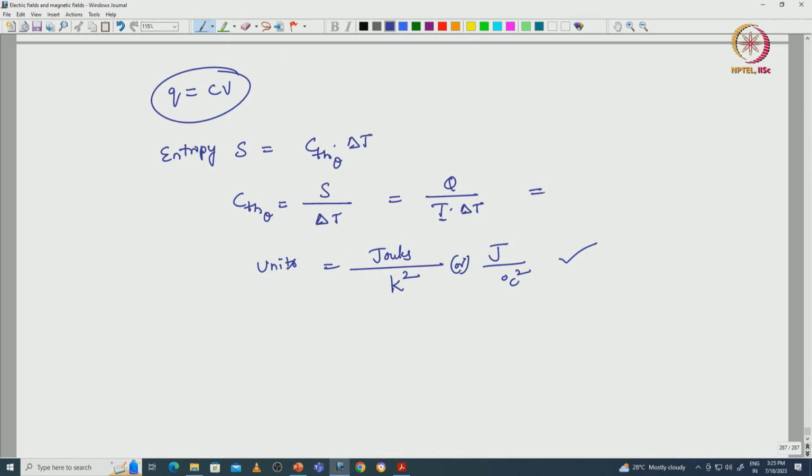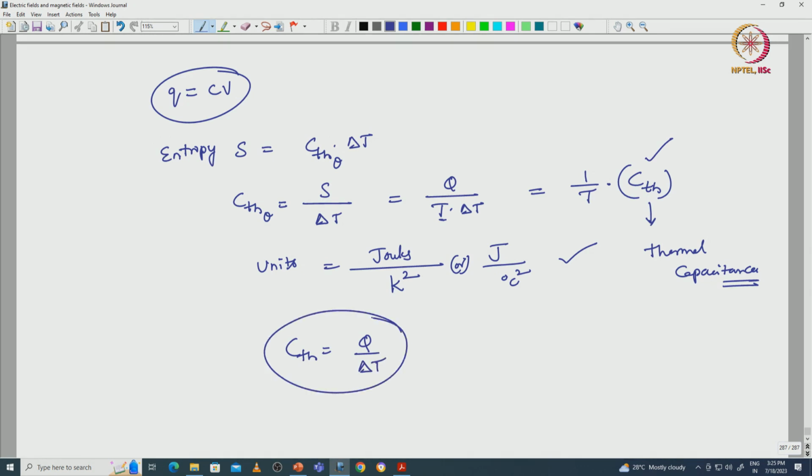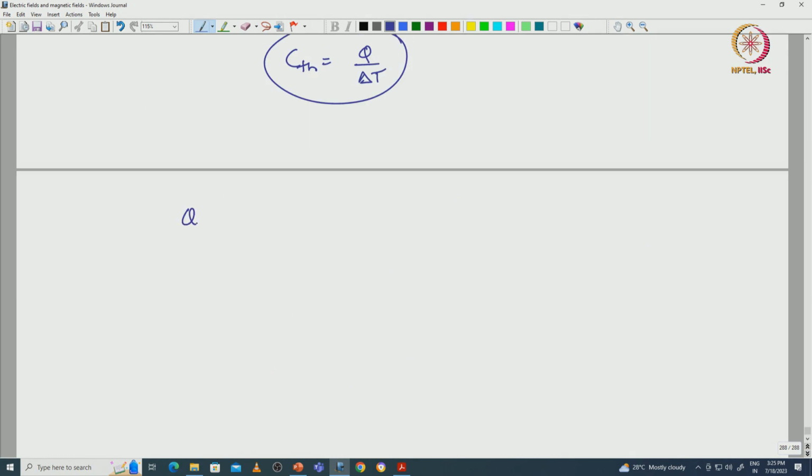The actual thermal capacitance with respect to the empirical relations, we can write as Q by delta T, that is Cth. Here Cth is the thermal capacitance with respect to the empirical relations. In most of the literature we can see Cth is equal to Q by delta T, the thermal energy with respect to the change in temperature. So, the thermal energy Q is equal to Cth into T.